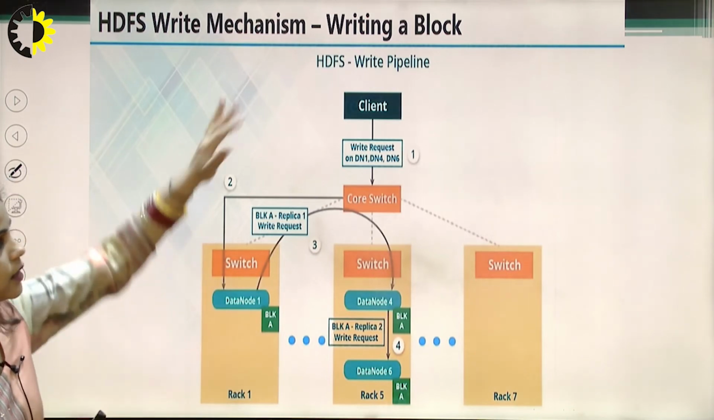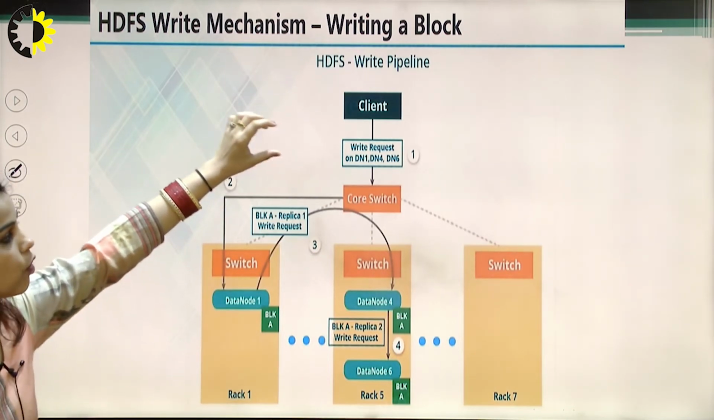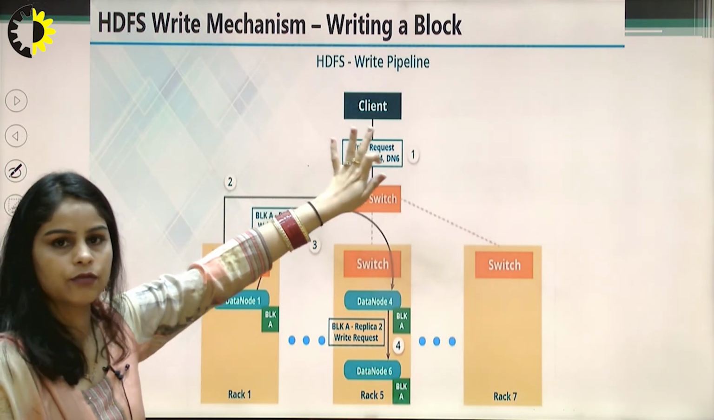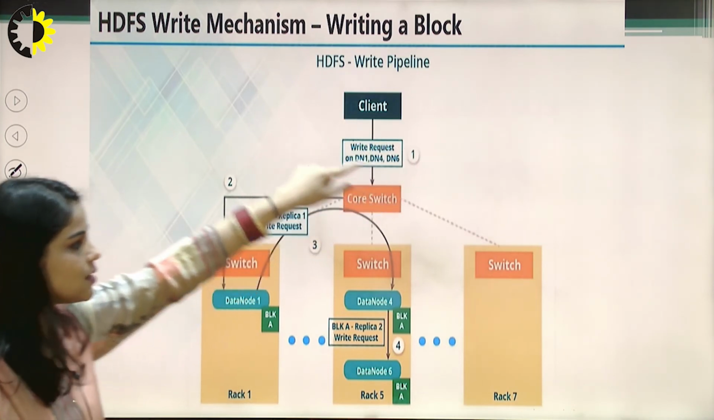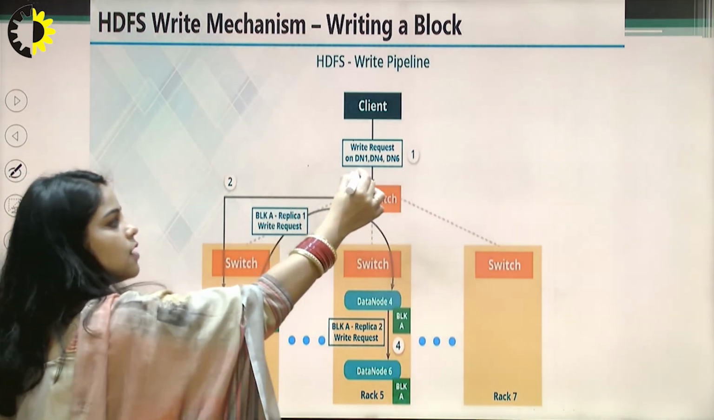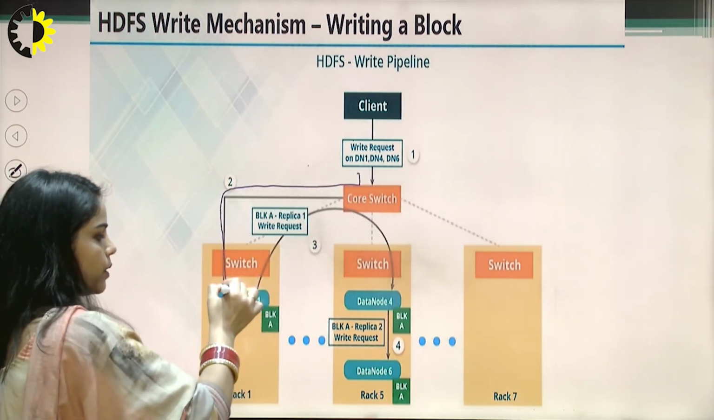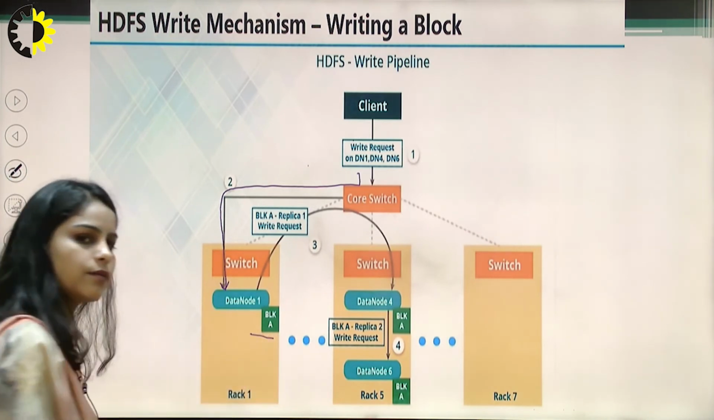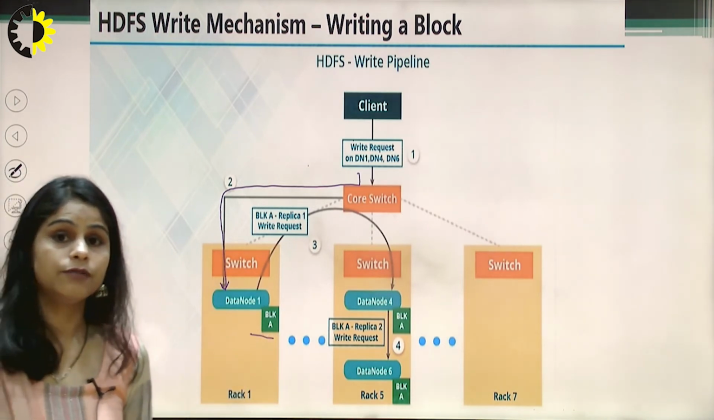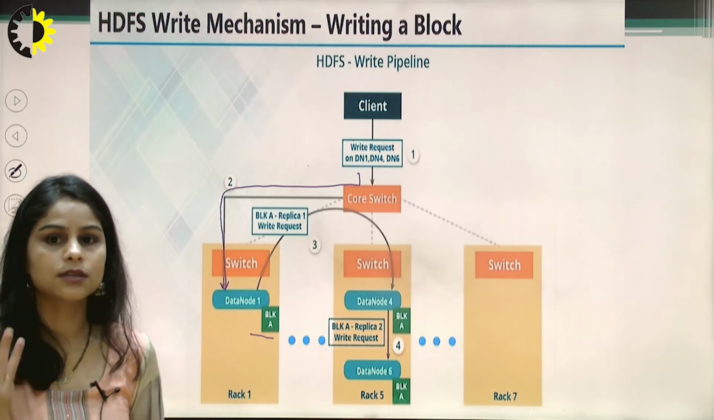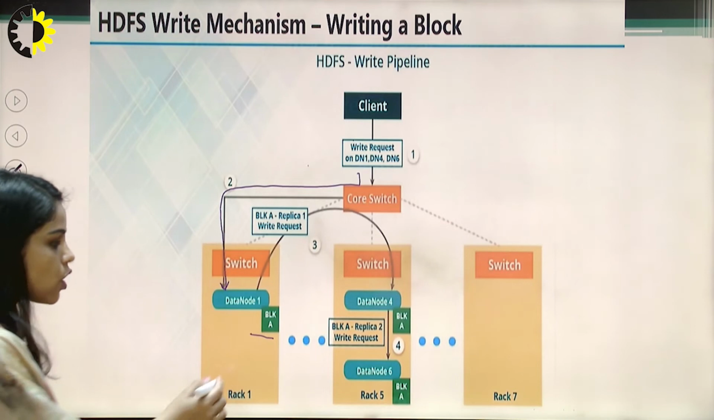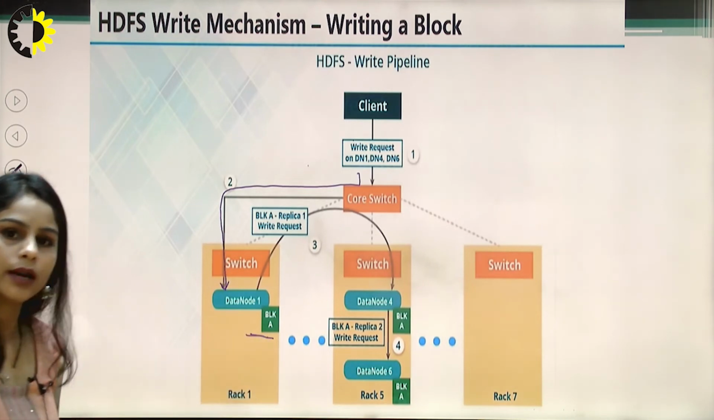So there was a client, as you can see. We have already asked for the request and addresses of data node 1, 4 and 6. Now we can start writing. So the client will start writing. First, we will copy the content on data node 1. So I've copied block A here. And because by default, we need to replicate our data blocks thrice, so definitely 3 copies will be maintained. So the first copy will be stored at data node 1.